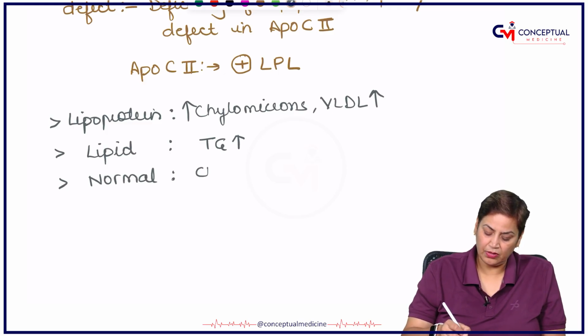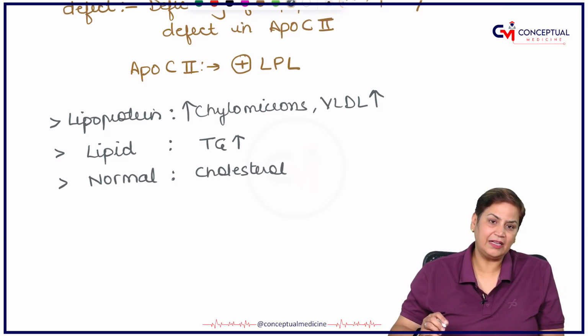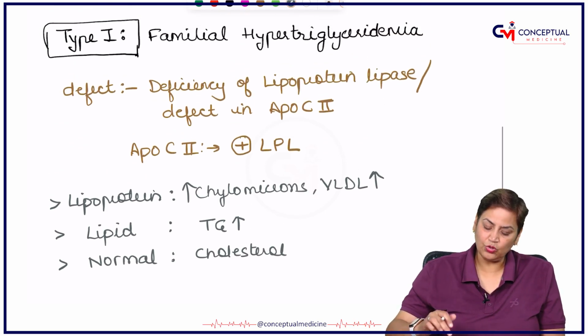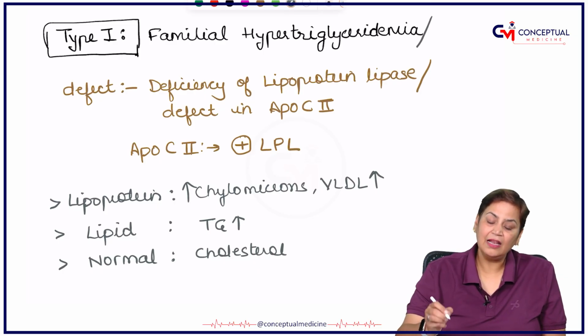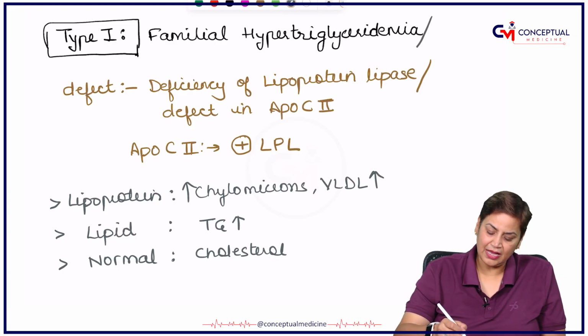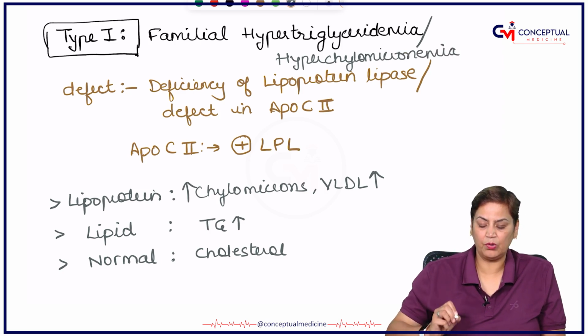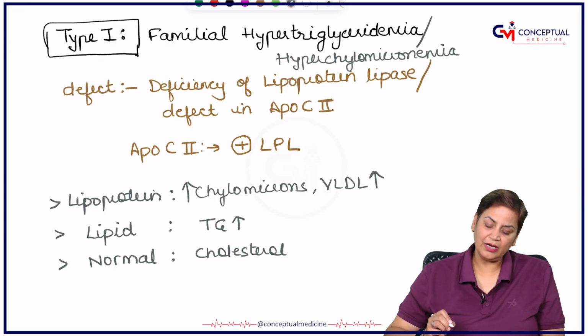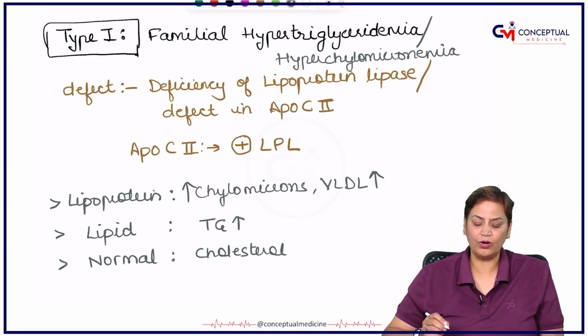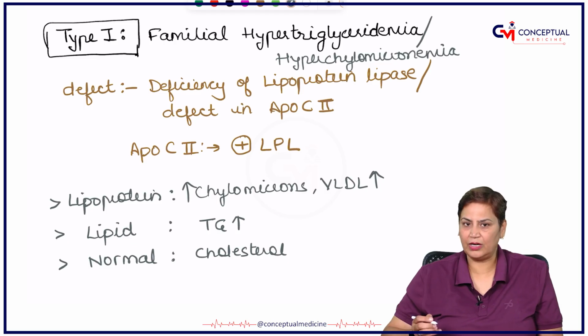Normal cholesterol. And that is why it is also known as familial hypertriglyceridemia as well as hyperchylomicronemia. Very important. So we can call it FHC also or FHTG also, whatever.